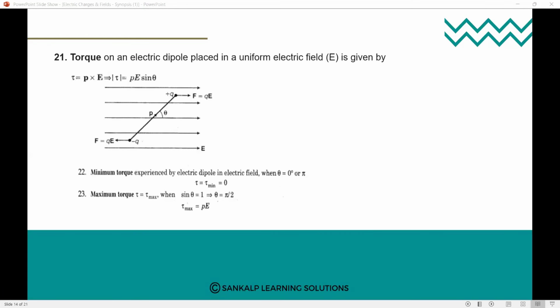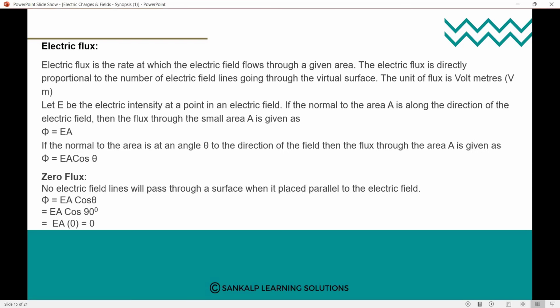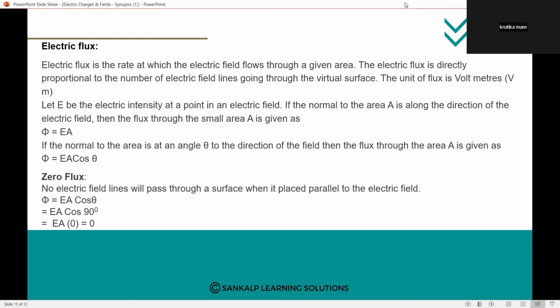So the next point is Gauss law. Before discussing Gauss law, which is the last part of this chapter, there are 3 derivations. No doubt the last part is there, but it requires 2 classes because there are 3 very, very important derivations. Before starting with Gauss law, one term that comes here is the electric flux. So what is electric flux? Let us see.